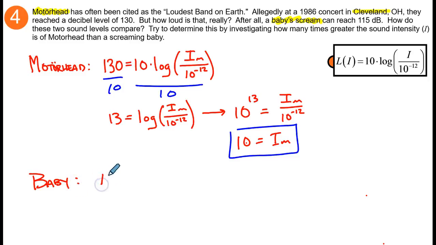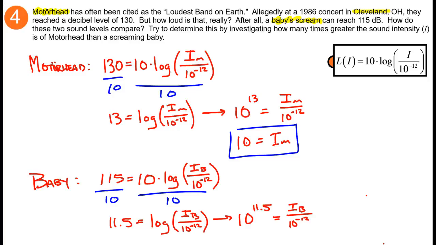So we're going to set this one up the same way. I'm going to go ahead and pause the video here in a second and solve for this sound intensity while the video is paused. But it's going to be 10 times the log of intensity of the baby divided by 10 to the negative 12th. I'm going to solve this equation the same way I did for Motorhead, and I'll show you what that is in just a second.